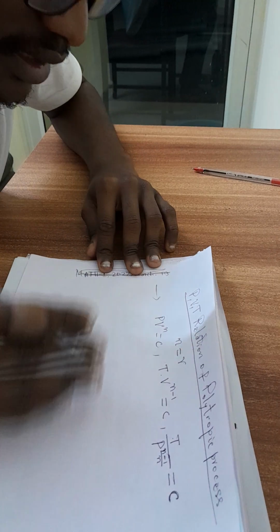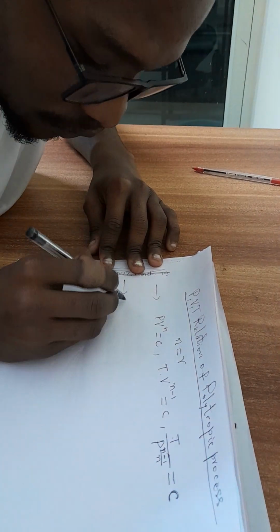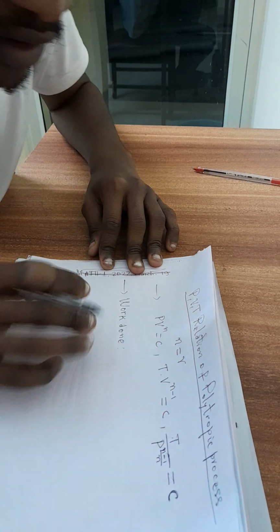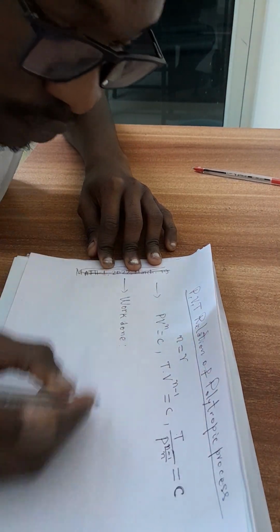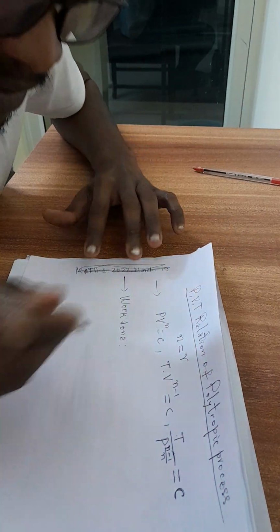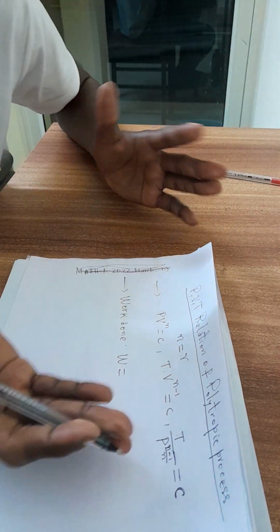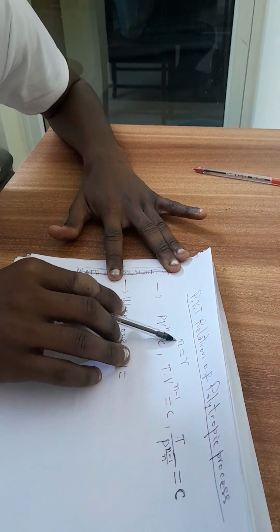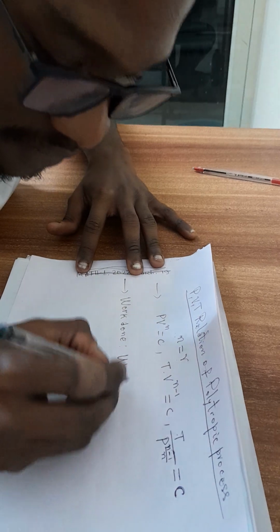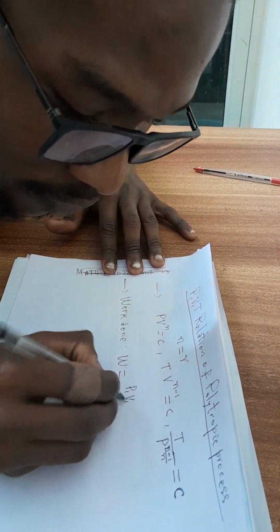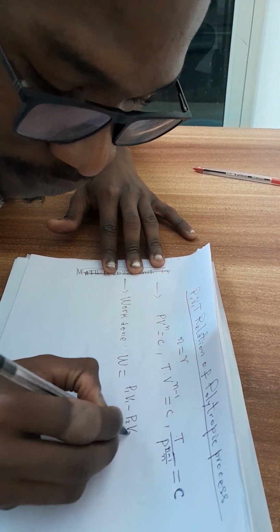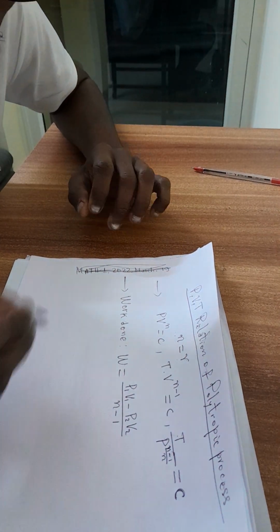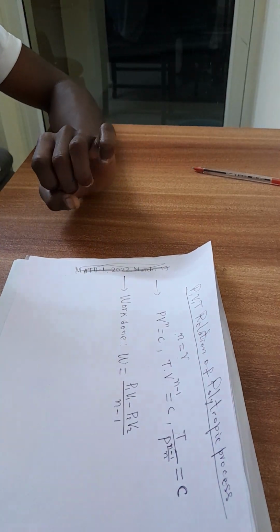This will be the same. So what about the work done for this polytropic process? The work done for polytropic process will be the same as the adiabatic process, nothing will change. The only thing is that where you find gamma, you put n. It will be P1 V1 minus P2 V2 upon n minus 1, and that's all.